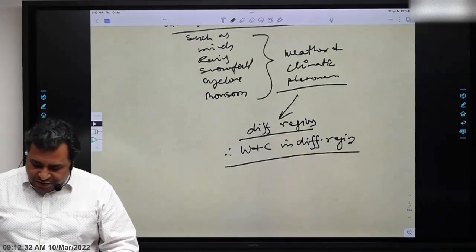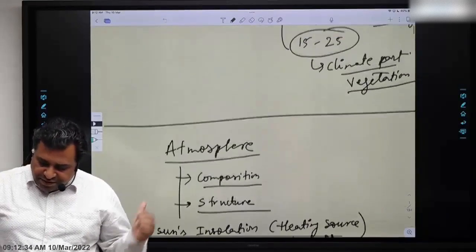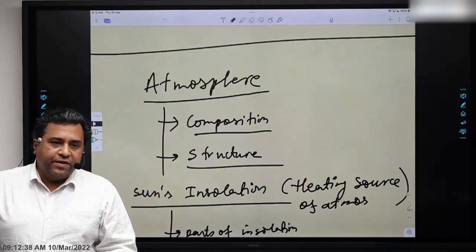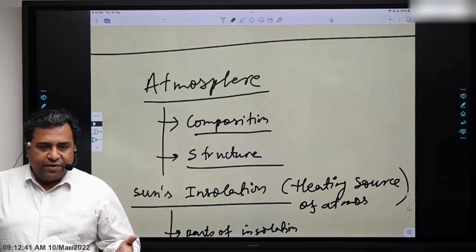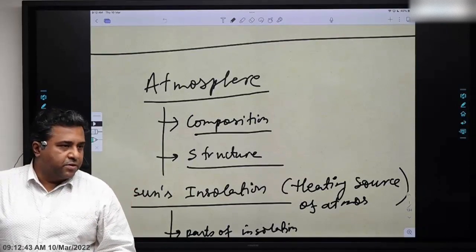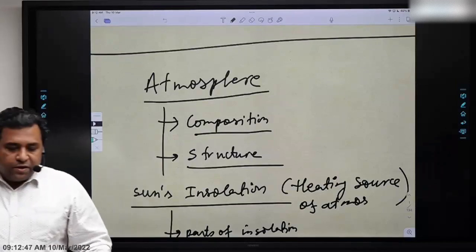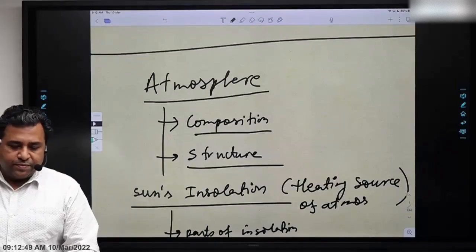So where should we start from? In this sequence, from the composition of the atmosphere. Okay? So this is the sequence that we will follow. Now let us start with the topic. So you can maybe put the subheading as composition of the atmosphere.